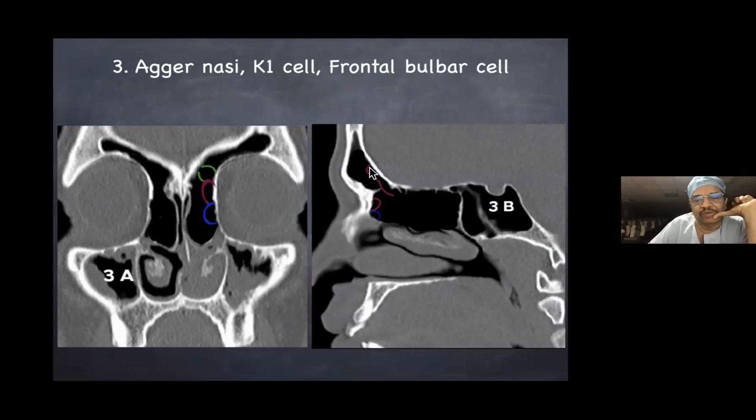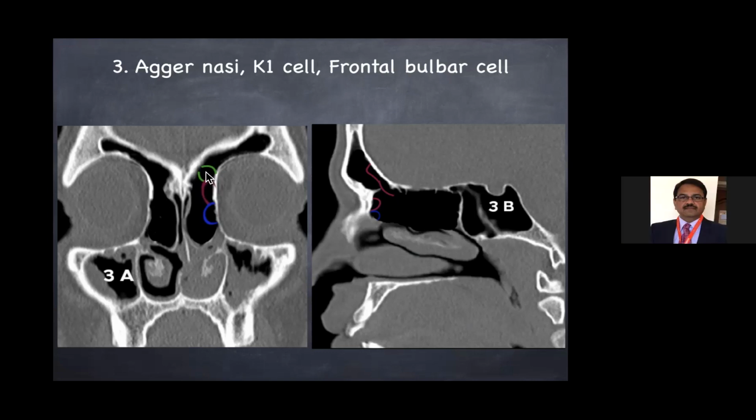This is the point where, if you see the CT scan in the coronal cut, you will see it like this. You will not understand what this is. In fact, this is a K1 cell, agger nasi cell, and this is the frontal bulla cell. I cannot understand this on the coronal. When I go to the sagittal, I will understand very easily. This is where the role of the sagittal section comes into play. For me, sagittal is required to understand the frontal recess, especially as there is confusing anatomy in the frontal sinus.